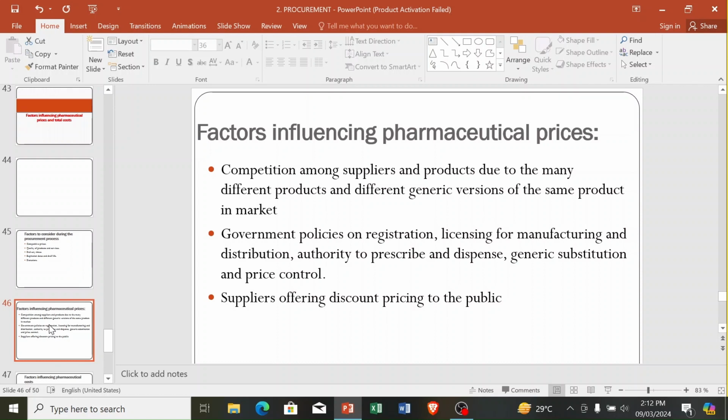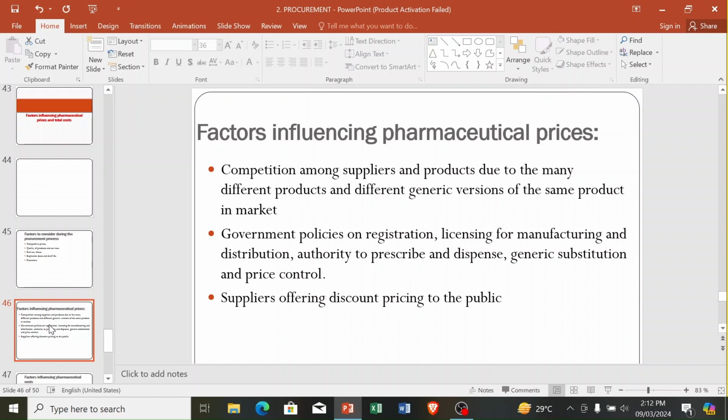Competition among suppliers and products, due to many different products and different generic versions of the same product in the market. So competition is a factor affecting the price. And then government policies on registration, licensing of the manufacturing and distribution of factories or industries, authority to prescribe and dispense, and then we have generic substitution, and then price control. So government policies can affect the price.